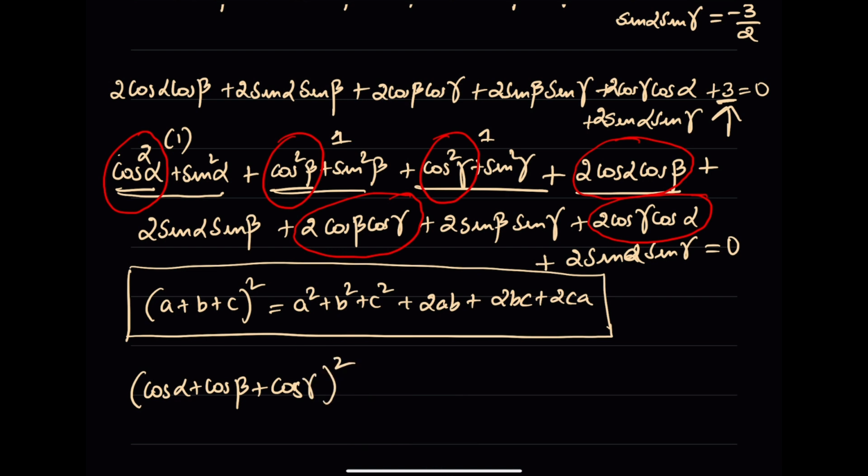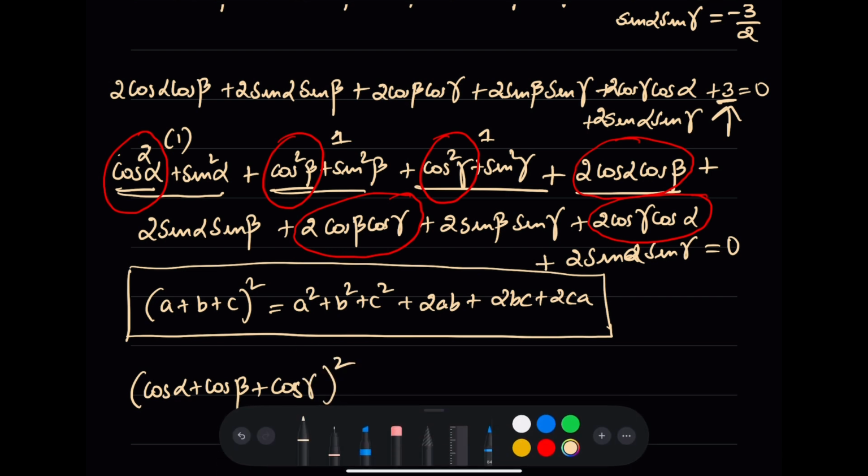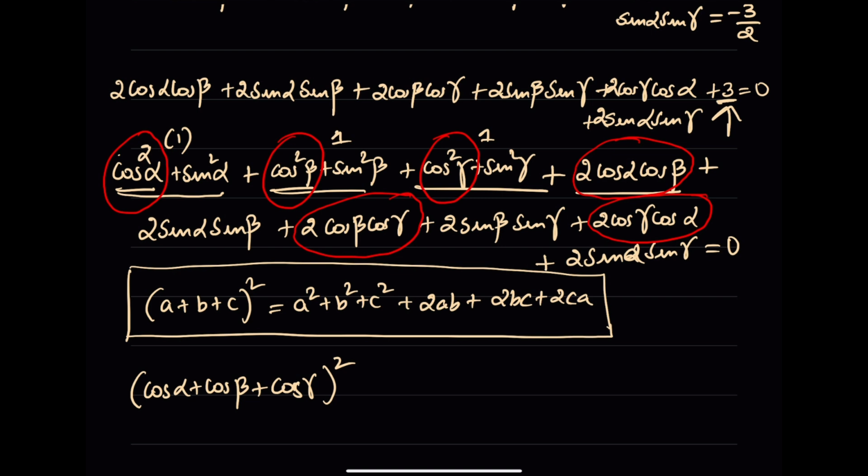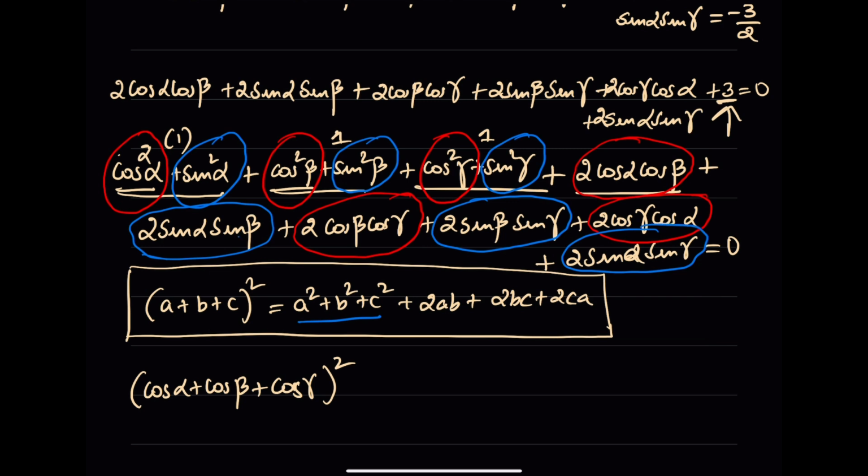Cos gamma the whole square. Now I'll use a different color and show you another grouping. So now I'm going to group sine square alpha, sine square beta, sine square gamma, which is a square plus b square plus c square. Then I'm going to group 2 sine alpha sine beta, 2 sine beta sine gamma, and 2 sine alpha sine gamma. So this is nothing but 2ab plus 2bc plus 2ca.